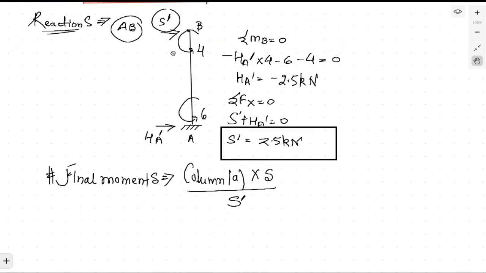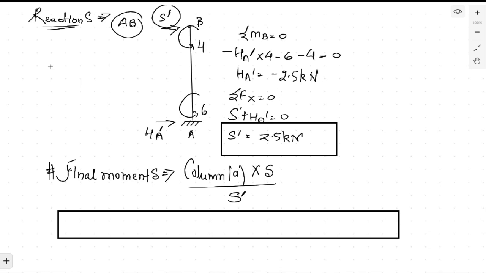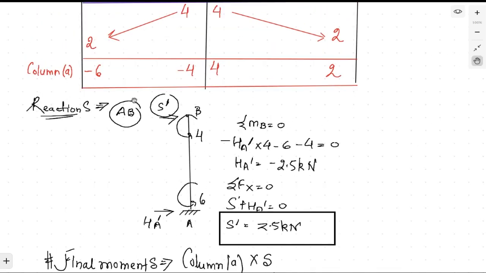It means that the final moments which we will get after doing all these things will be, अगर आप final moment निकालते तो कुछ इस तरीके से होगा. This point is A, this is B, and this is C. Column A into S upon S dash means this is column A, S upon S dash. S का मतलब 6.25 और S dash का मतलब 2.5.